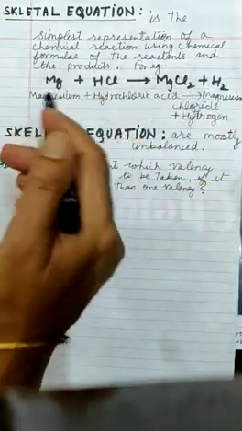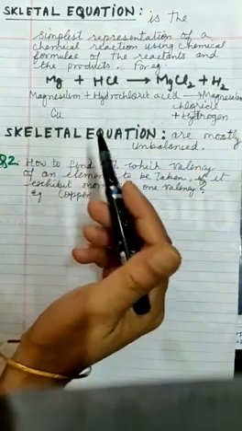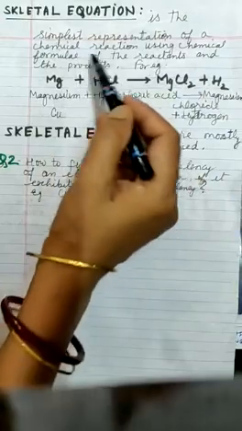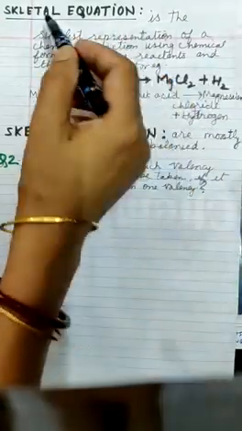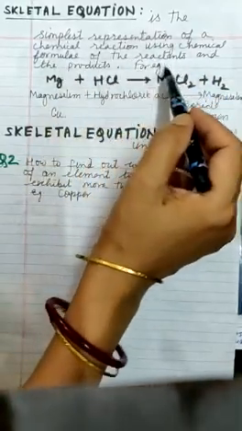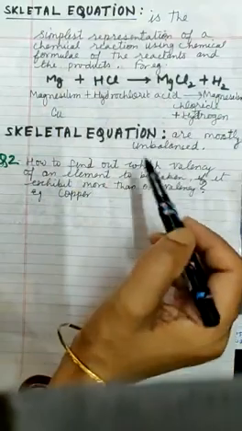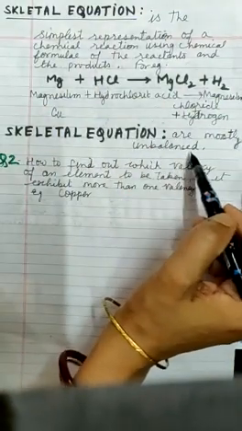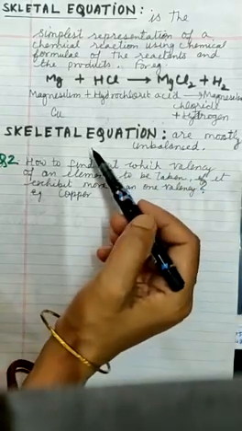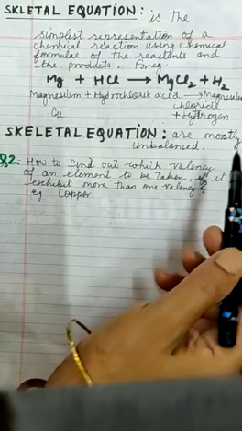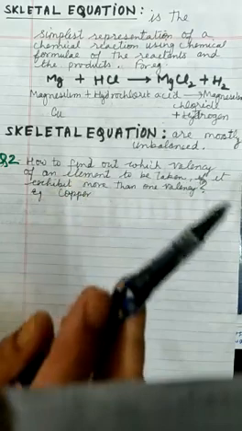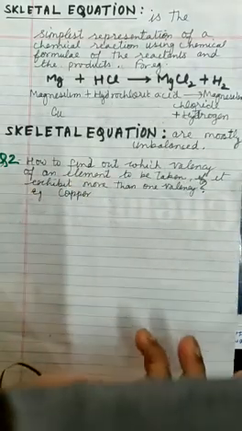Most of the skeletal equations are unbalanced. So see, it's written as well. If you do this definition of the skeletal equation, you can write this in your copy as well, that skeletal equation is the simplest representation of a chemical reaction using chemical formulae of the reactants and the products, and skeletal equations are mostly unbalanced. Now as you people get mostly confused, I want to say to you, all unbalanced equations are skeletal equations, but all skeletal equations are not unbalanced.